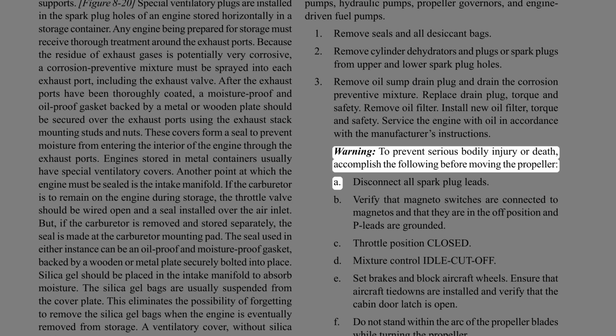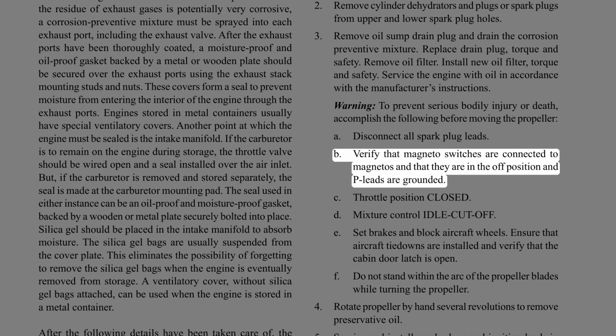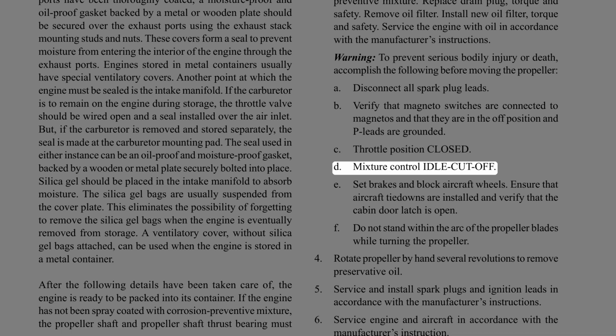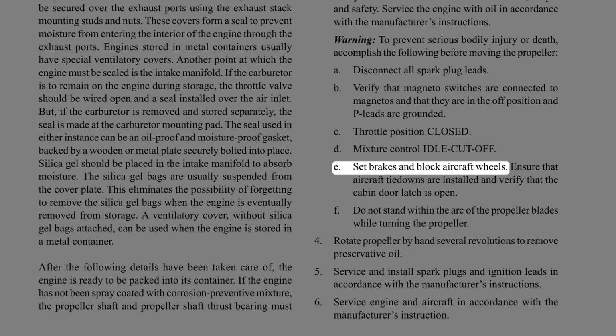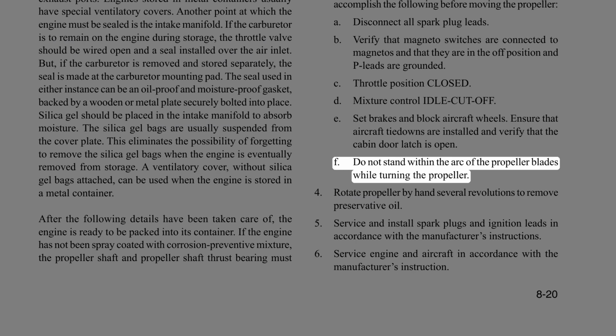Warning: to prevent serious bodily injury or death, accomplish the following before moving the propeller. A. Disconnect all spark plug leads. B. Verify that magneto switches are connected to magnetos and that they are in the off position and PE leads are grounded. C. Throttle position closed. D. Mixture control idle cutoff. E. Set brakes and block aircraft wheels. Ensure that aircraft tie-downs are installed and verify that the cabin door latch is open. F. Do not stand within the arc of the propeller blades while turning the propeller.